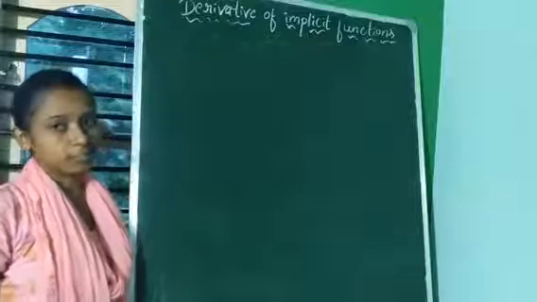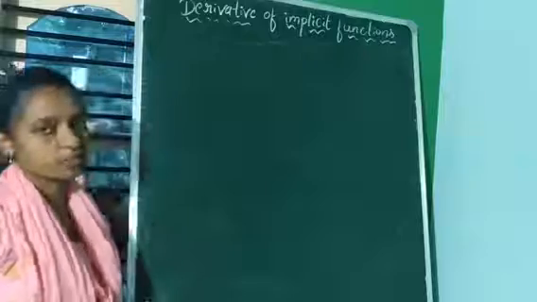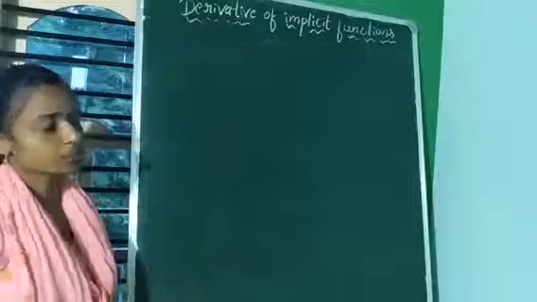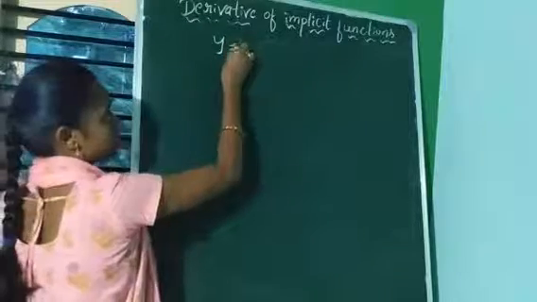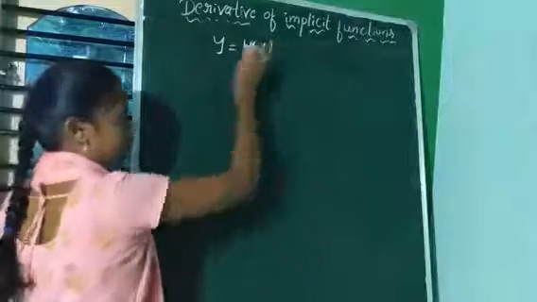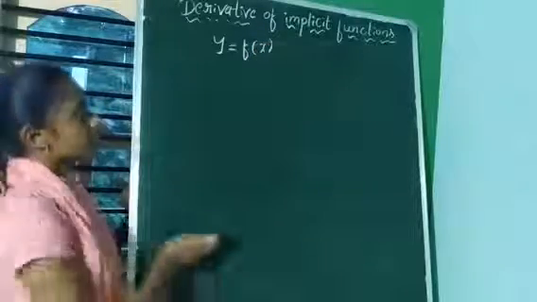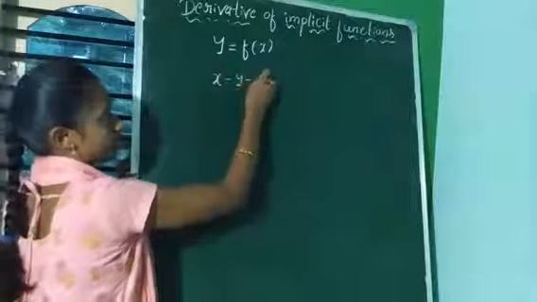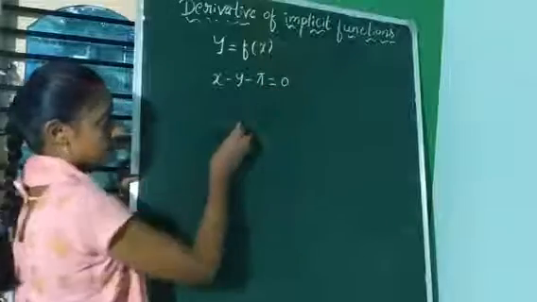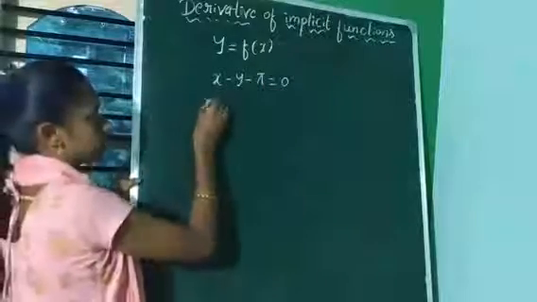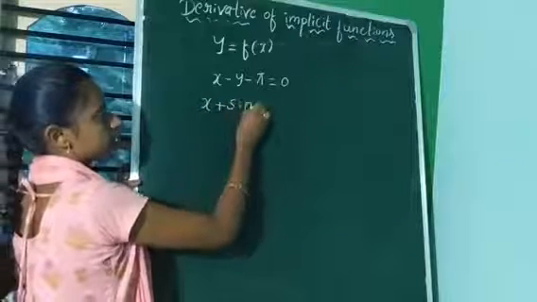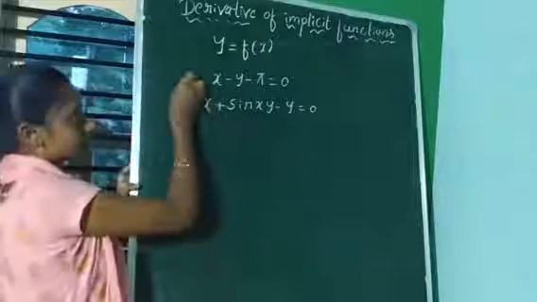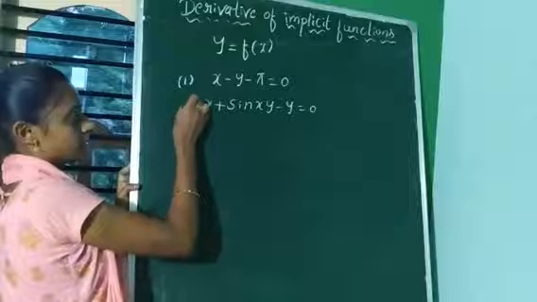Derivative of an implicit function, which is the second concept in your differentiability chapter. Okay, so we have been differentiating various functions which are of the form y is equal to f of x, but it is not necessary that the function is always in this form. For example, x minus y minus pi is equal to 0. This is one case, and the second one is x plus sin xy minus y is equal to 0. I will consider this the first case and this the second case.